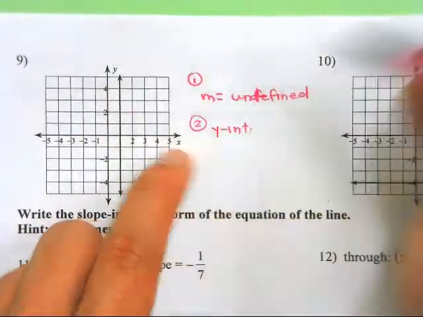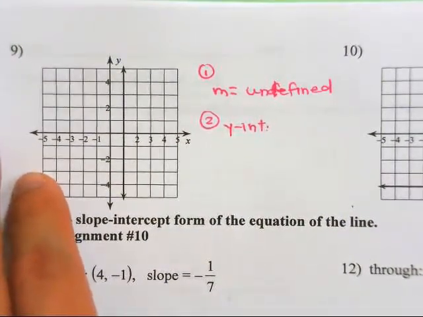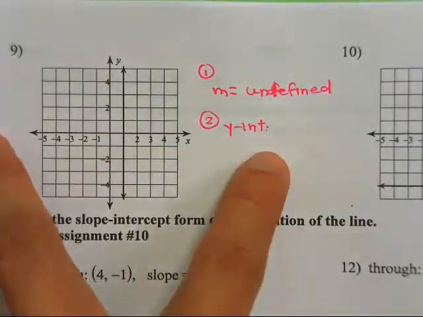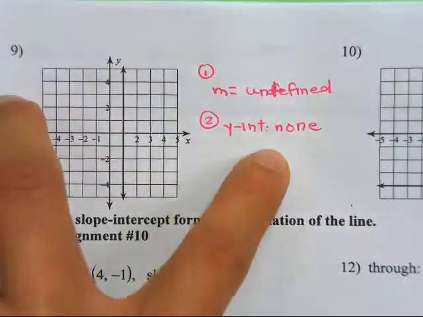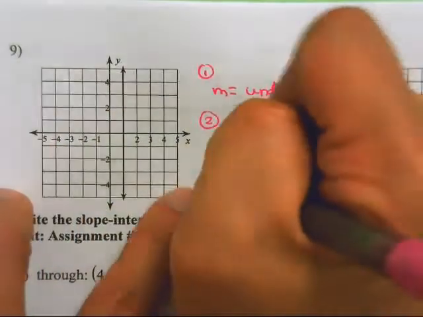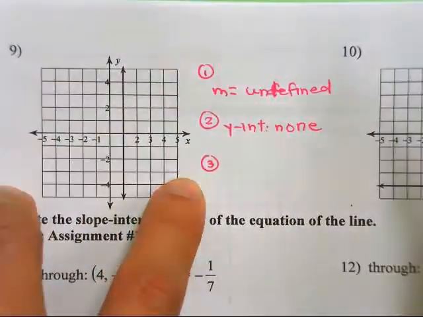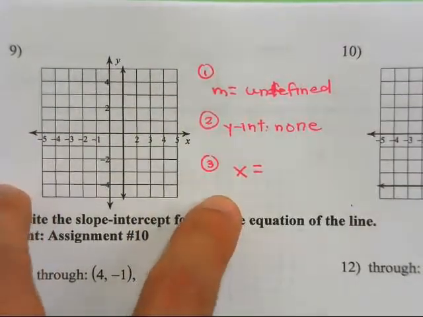Number 2. Does this line even pass the y-axis? So what should you put for the y-intercept if it doesn't pass? None, or NA, not applicable. It's not going to pass the y-intercept. But even though we have an undefined slope and no y-intercept, we can still make an equation.